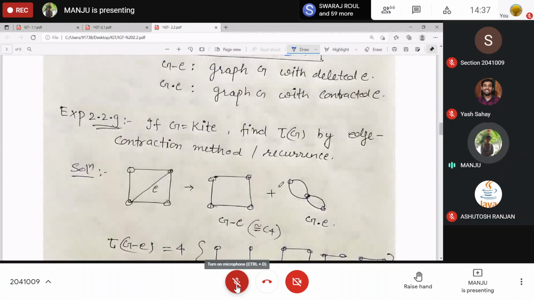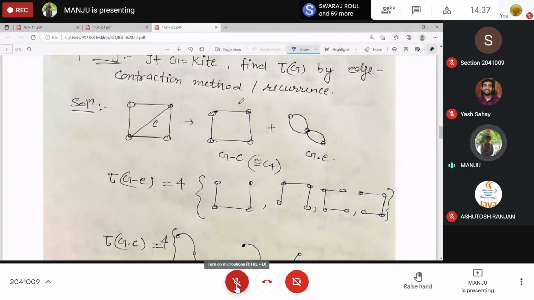So by using the contraction method for the kite, we found G minus E and G dot E. This edge, you can take this edge or this edge, anything. That totally depends on you. So G minus E is this one and G dot E is this one.